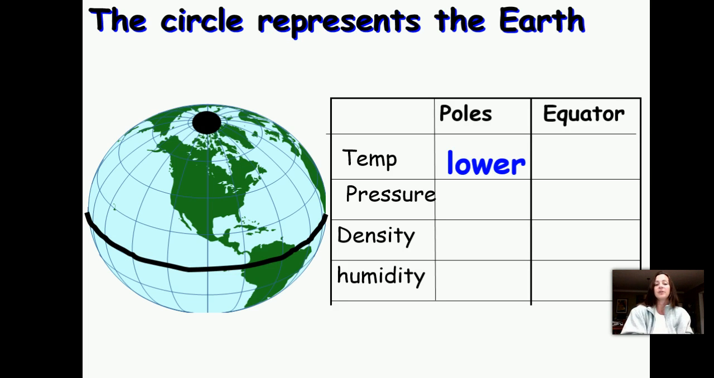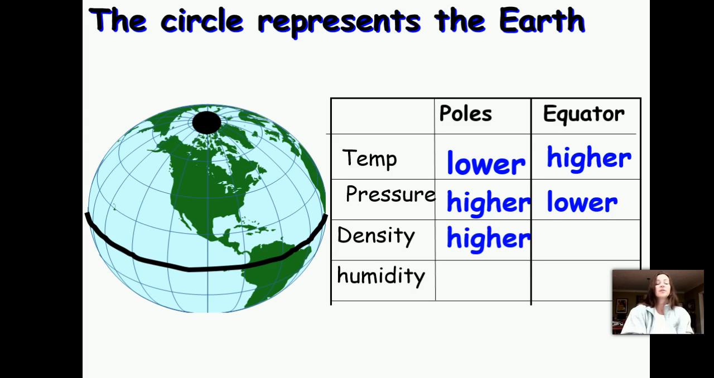We have lower temperatures at the poles because of the way it's facing the energy from the sun. And at the equator, we have higher temperatures. This causes higher pressure at the poles and lower pressure at the equator. This also creates higher density and lower density: higher density at the poles, lower density at the equator. And at the poles, the humidity is lower, and at the equator, the humidity is higher.